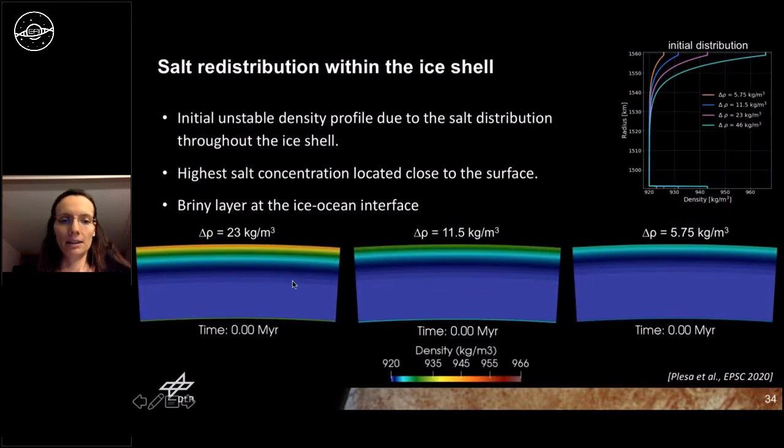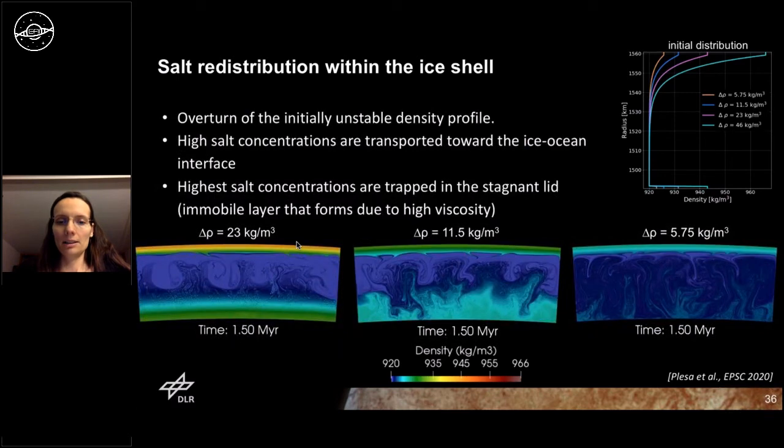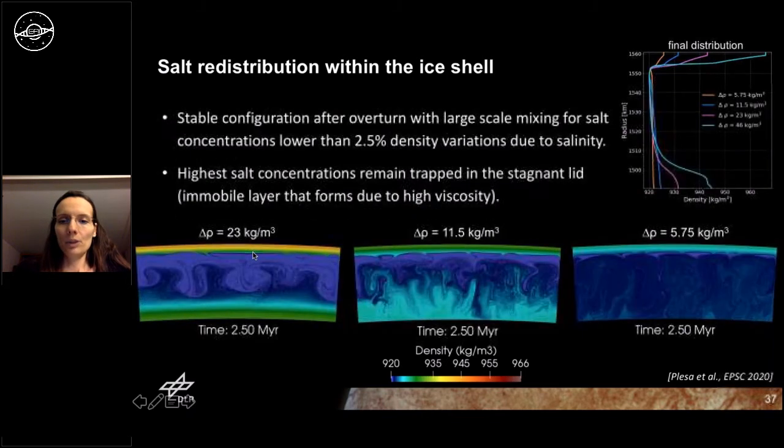And here you see these three scenarios with a different density contrast representing basically different salt concentrations. And you see again a similar scenario as before. So the highest concentration remains trapped in the stagnant lid. But what you can observe here is that in small quantities, and so in small concentrations, salts can be redistributed through the ice shell. And you see here, even in this case, an almost homogeneous mixing.